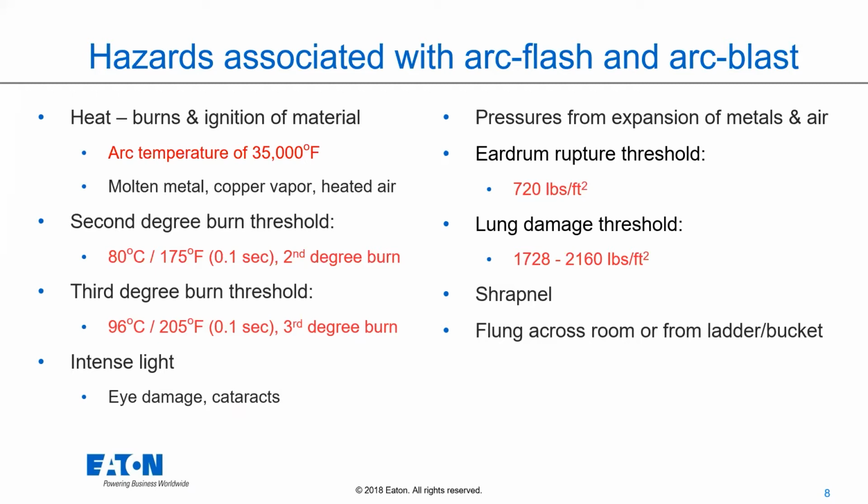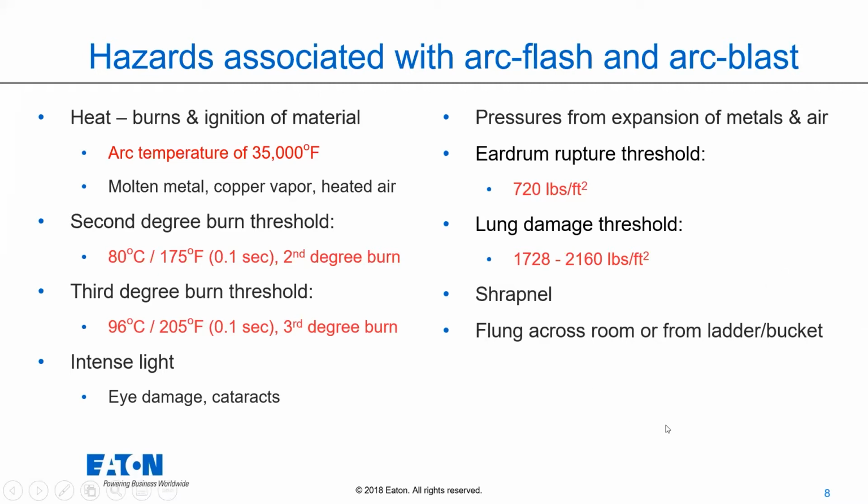And lung damage. When you get hit with a pressure blast that is strong enough, you can get lung damage from that. And you can see the range there, 1728 to 2160 pounds per square foot. You've got shrapnel flying, right? That can cause obvious damage if that hits a person in the room. And just a pressure, if you are elevated during an arc flash or an arc blast, you could be flung across the room. You could be flung off of a ladder, a bucket, any other sort of platform you might be standing on. So lots of hazards associated with it.